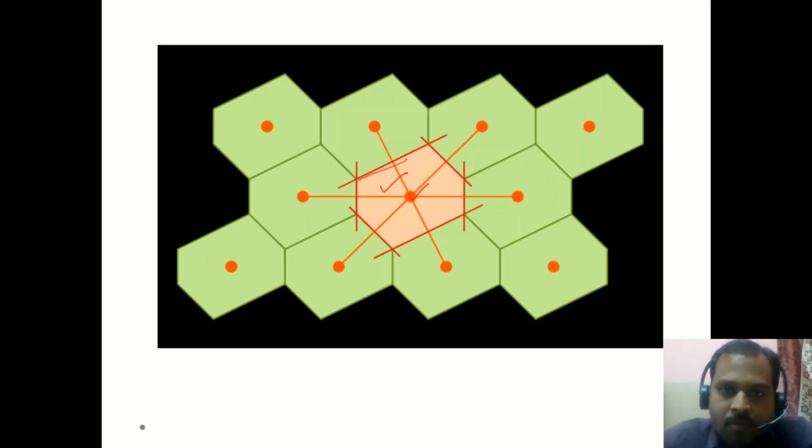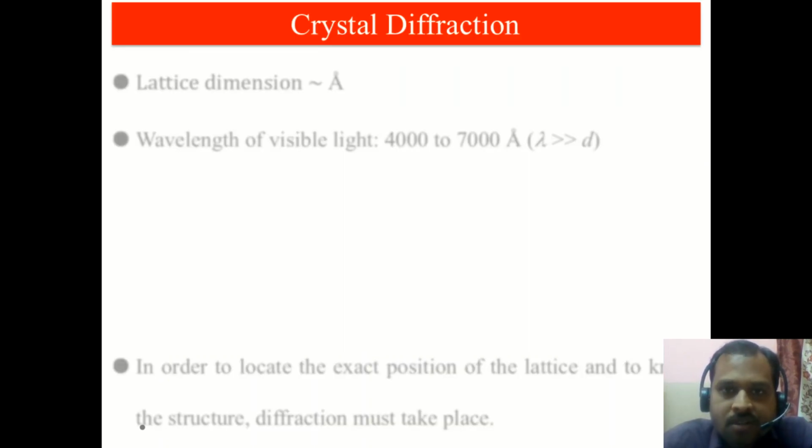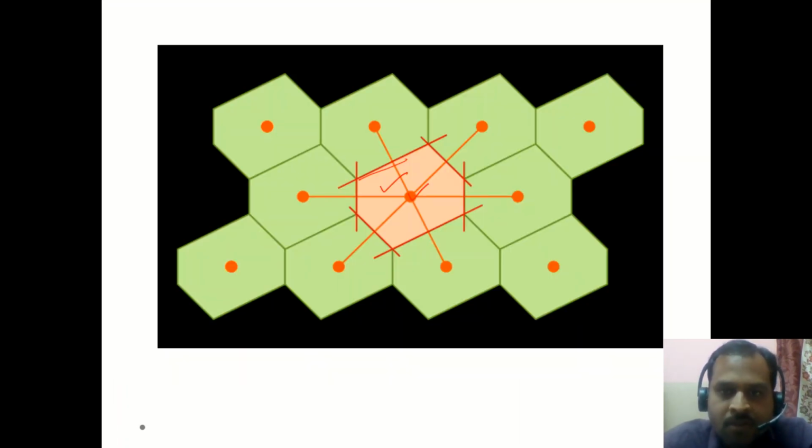So we learnt about the packing fraction, the Wigner-Seitz cell and the Miller indices. These are 3 important concepts we learnt today. In the next section we are going to discuss crystal diffraction, which will give us insight into the structure of crystals. That means how the atoms are arranged, what the lattice parameters are, and what the lattice planes are. All these things can be studied using crystal diffraction. That we will do in the next class.